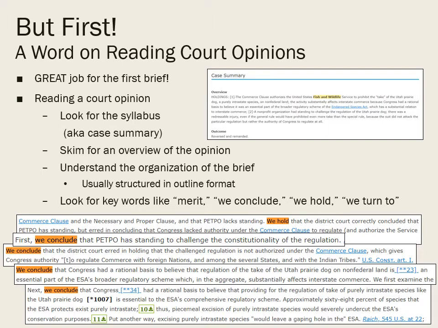So you'll note in the PETPO case, the opinion went on and on about standing at first, but what it boils down to is that PETPO had standing because it suffered a concrete injury that could be remedied by the court.